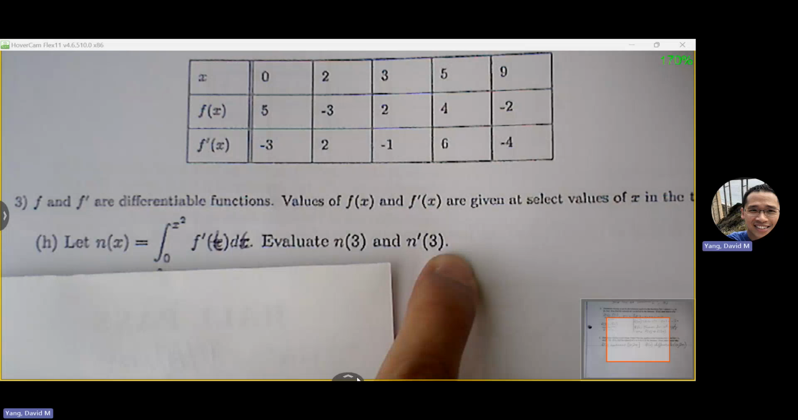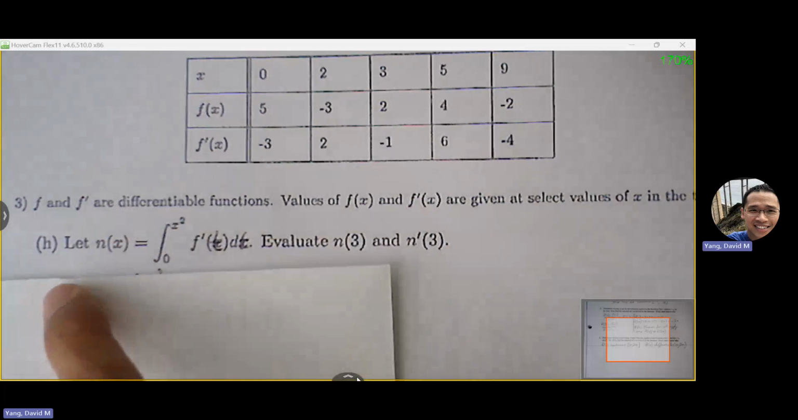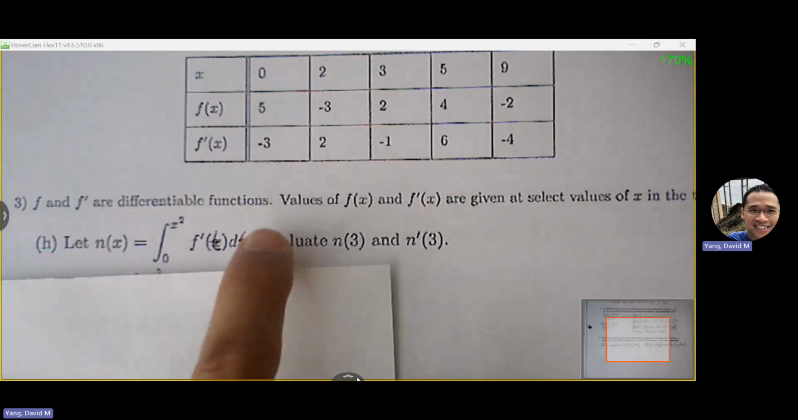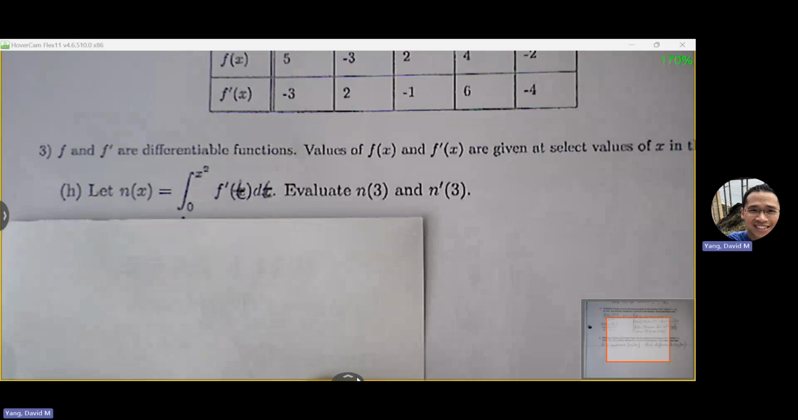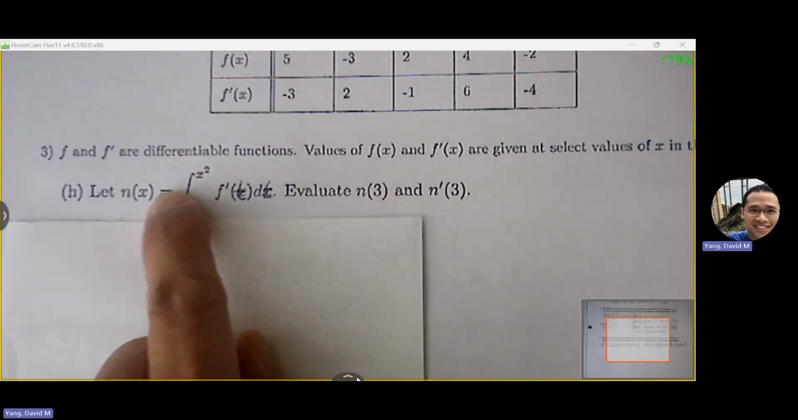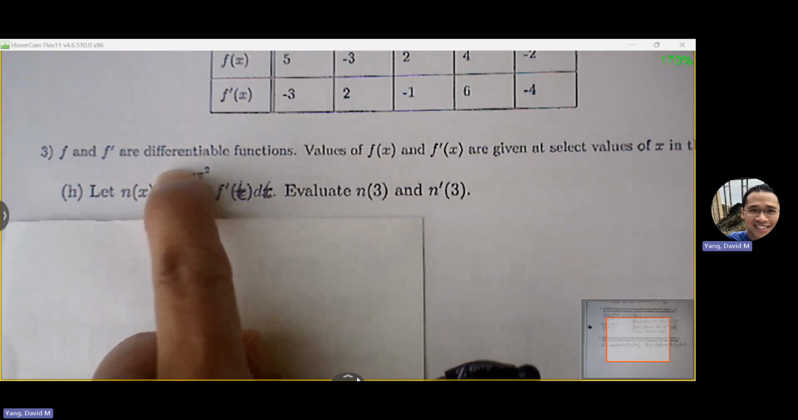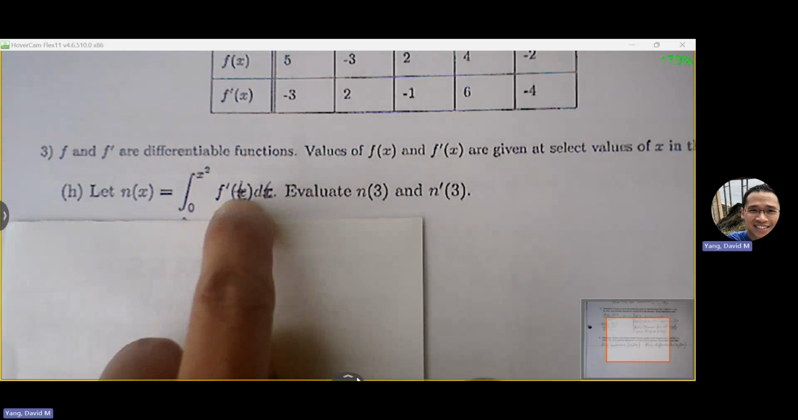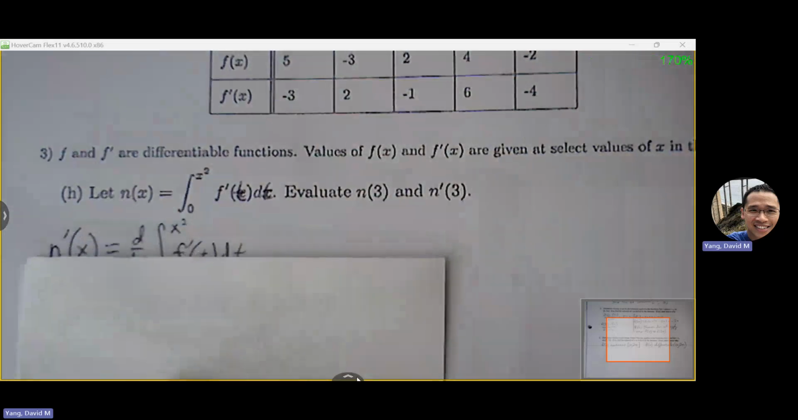But to find n prime of 3, we will have to find the derivative of this, which will require second theorem. So second theorem says the operations will cancel each other out, but I got to plug my upper bound into the variable, multiply it by the upper bound's derivative.